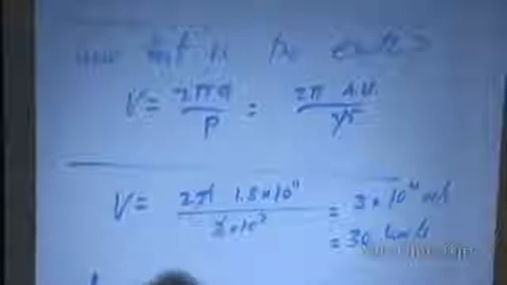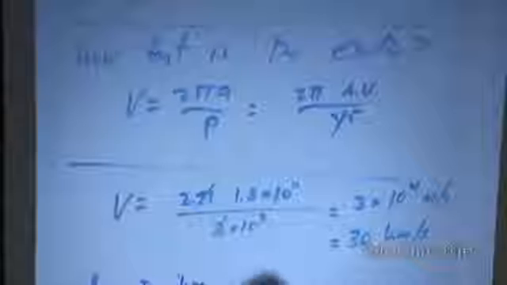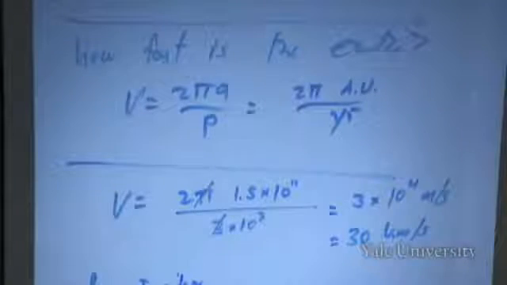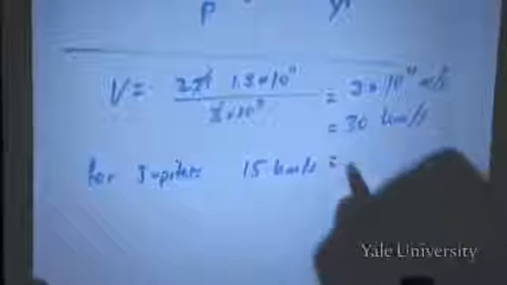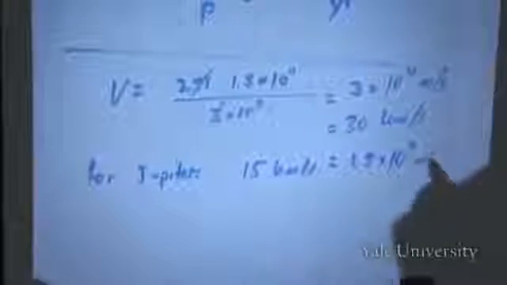If you did this for Jupiter, plugged in the various values for Jupiter, I won't actually do that calculation. You can do it on your own. You discover that Jupiter moves about half as fast as the Earth, so it goes around 15 kilometers per second. That's 1.5 times 10 to the 4 meters per second. So now we can ask the question, how fast does the sun move in response to the orbit of these planets? So how fast is the solar motion induced by Jupiter?